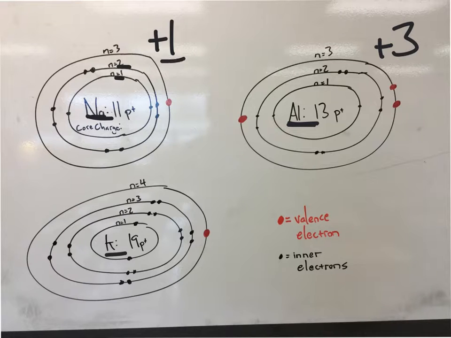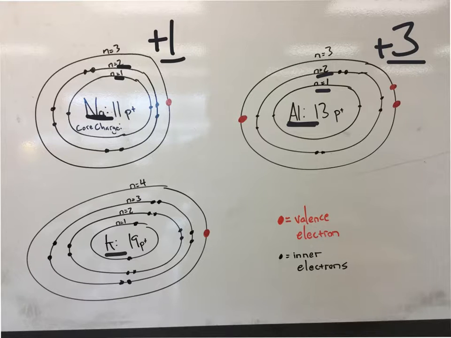For the aluminum, we have 13 electrons, 10 of them are inner, 3 of them are valence electrons. So 13 minus 10, core charge of +3. Now the shielding for sodium and aluminum is the same. We have two levels of shielding, two inner energy levels of electrons, n equals 1 and n equals 2.